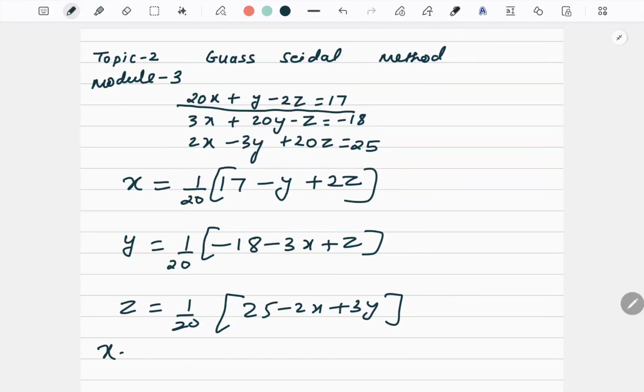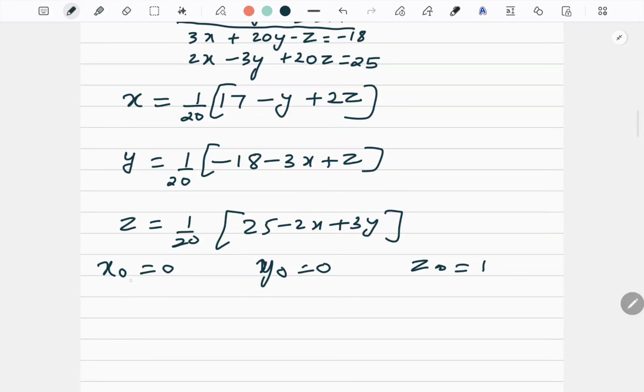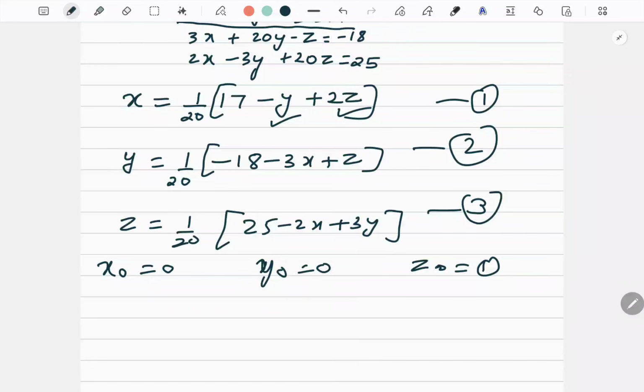Now you should start with x0 = 0, y0 = 0 and z0 = 0. So it is an iterative method. Now what you will do with this x0, y0, z0: let me name the equations 1, 2 and 3. Put the values 0, 0, 0 in equation number 1. When you put y = 0 and z = 0, what will you get? 17 by 20. So 17 by 20 will be your first value of x. I will name it x1 = 0.85.